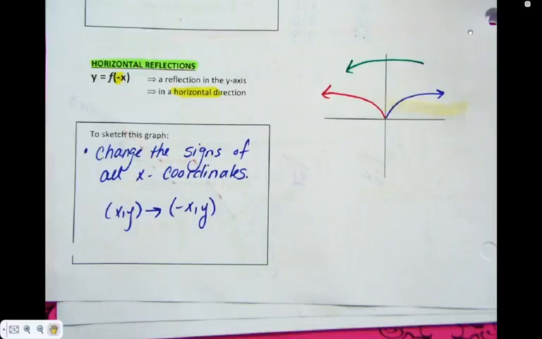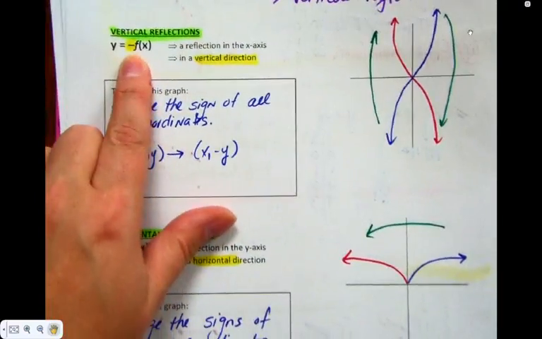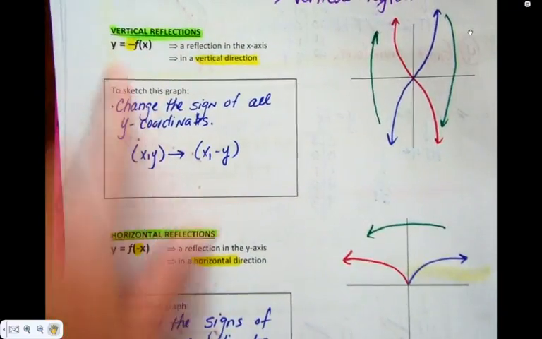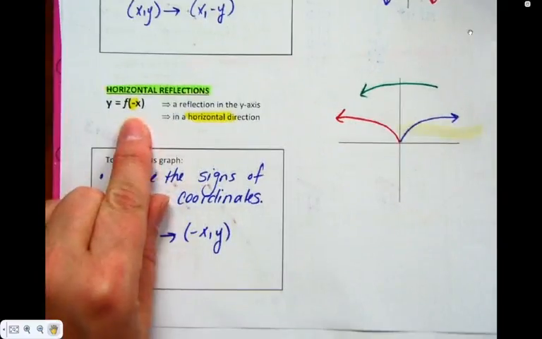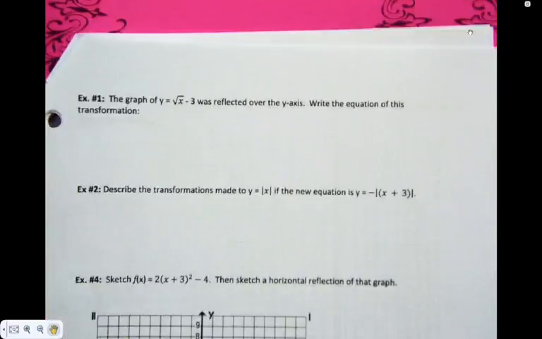There's the theory. That's everything you need to know. The difference is where is the negative. If the negative is outside the brackets in front, it is a vertical reflection. If the negative is inside the brackets, it's a horizontal reflection. We're going to do the same kind of examples. We're going to write the new equation, we're going to describe the transformations, then we'll actually get into some graphing.